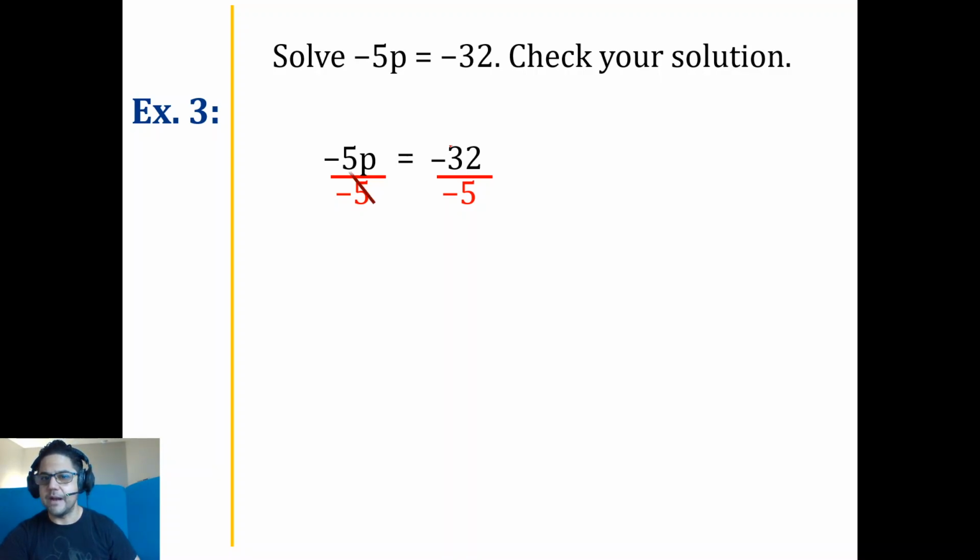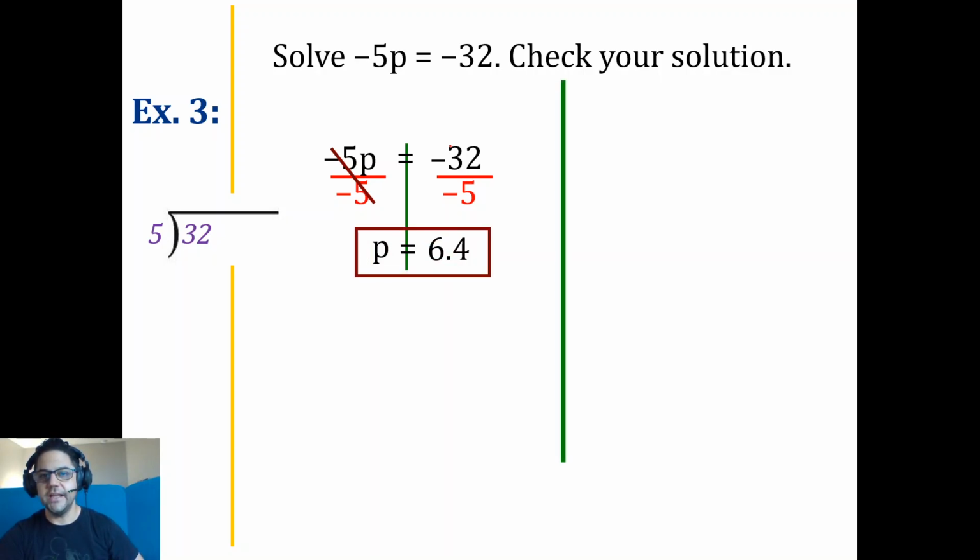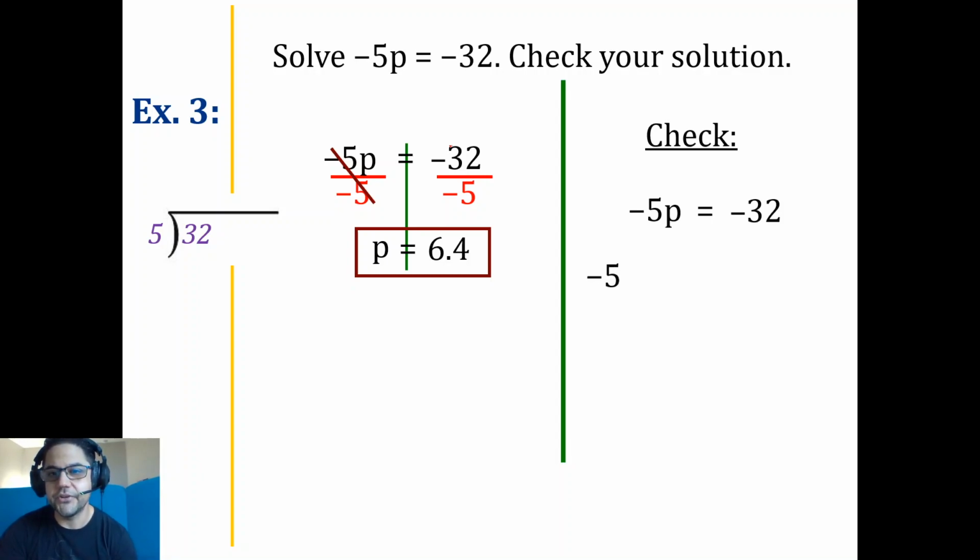32 over 5 cannot reduce, so we can leave it as 32 over 5, or we can change it to a decimal, 6.4, or you could even have a mixed number. In 8th grade, we leave it as 32 over 5. In 7th grade, again, we like decimals and mixed numbers. Now, the reason we are suggesting a decimal on this one is because when I check it, it's going to be a lot easier to check with a decimal. Because really, it's just elementary math when you do multiplication of decimals.